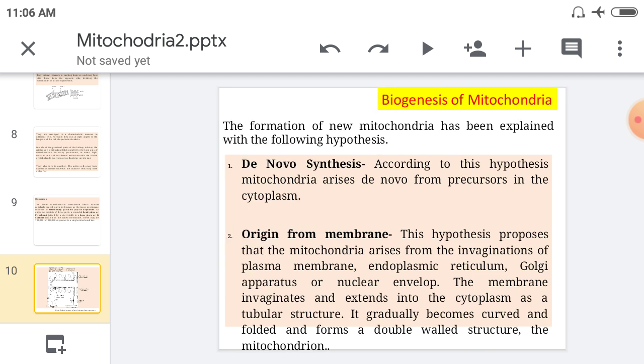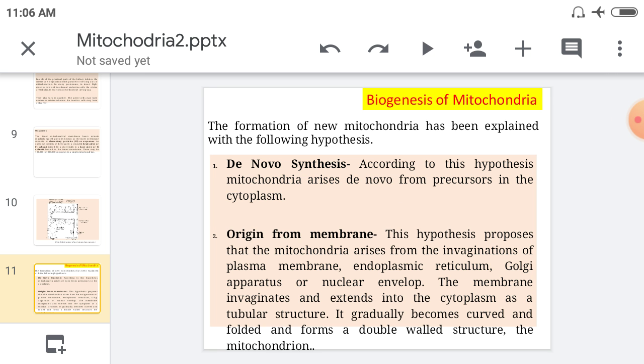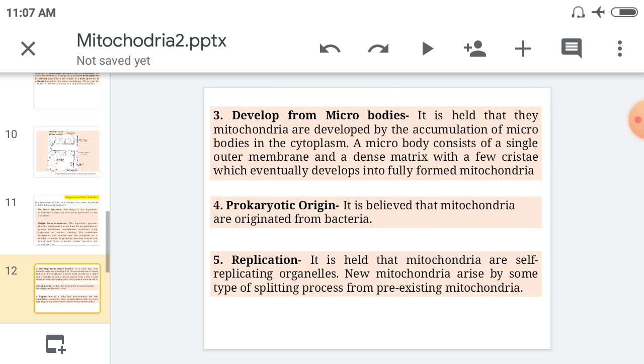Then biogenesis of mitochondria. The formation of new mitochondria has been explained with the following hypotheses. The origin of mitochondria takes place from de novo synthesis, or origin from the membrane. You all know that lysosome origin takes place from the ER or the Golgi complex, and mitochondrial origin takes place from de novo synthesis or origin from the membrane. Then origin from the development of microbodies, or prokaryotic origin, and replication also takes place.